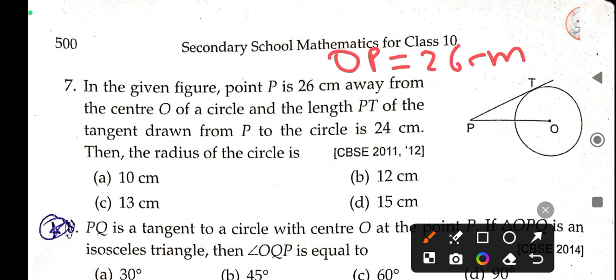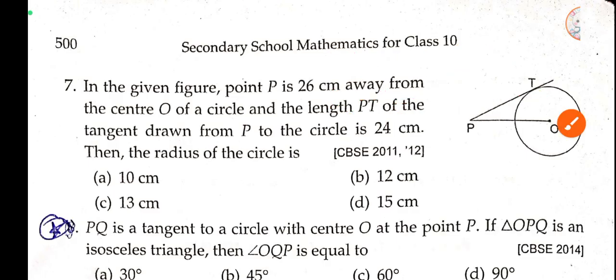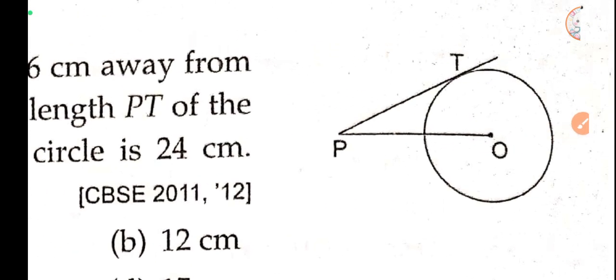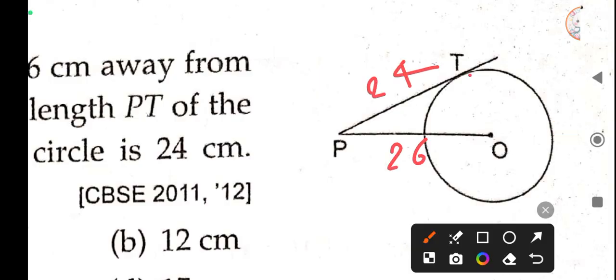Now, the length of PT of the tangent drawn from P to the circle is 24 centimeter. So this PT is 24 centimeter. Then what will be the radius of the circle, that is OT. So let's consider what is given: 26 and 24, and you have to mention the unit.